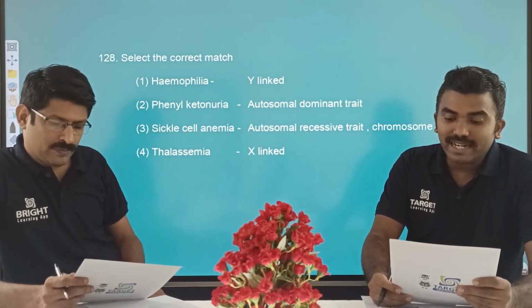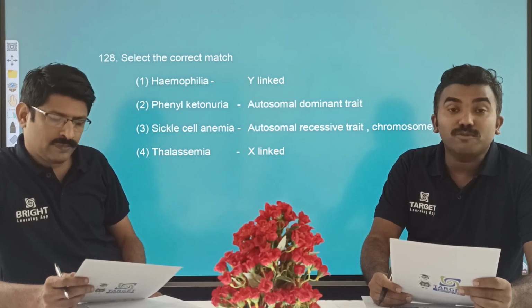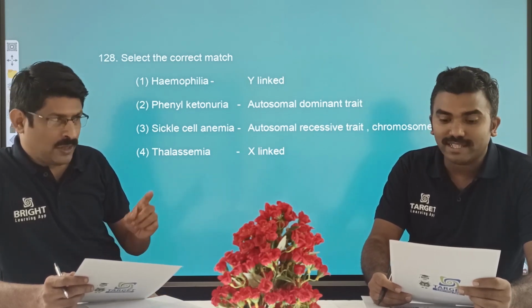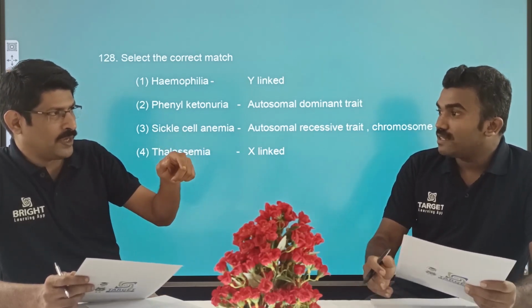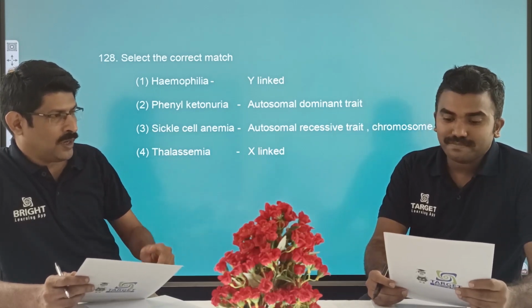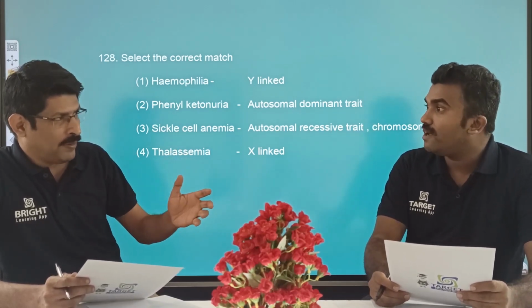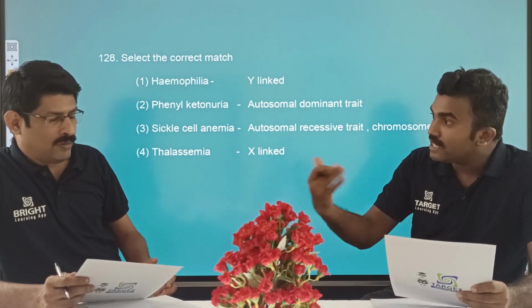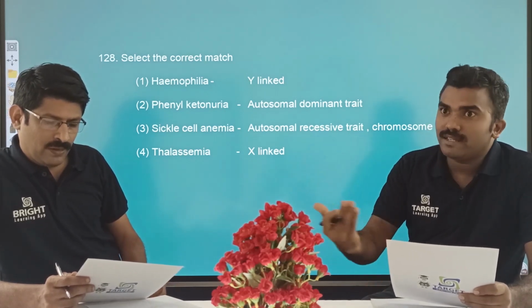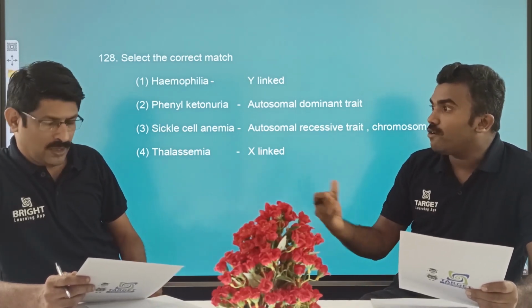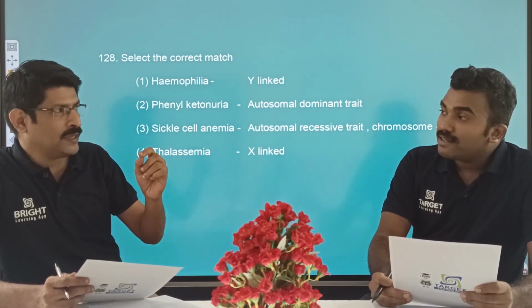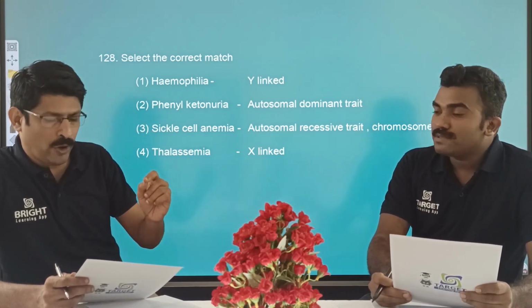Sickle cell anemia is an autosomal recessive trait on chromosome number 11. That's the right answer. It is a point mutation, GAG changing into GUG. In the hemoglobin chain, valine replaces glutamic acid, and the normal RBC shape changes into sickle cell shape, so it cannot carry oxygen. That small change is an example of point mutation.